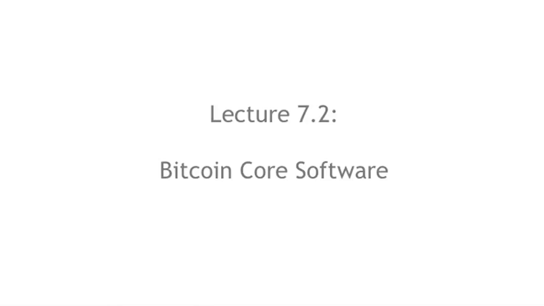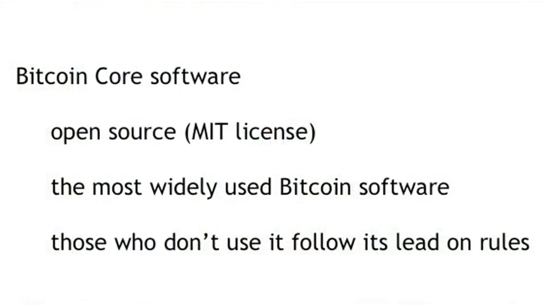In section 7.2, we'll talk about the Bitcoin Core software. This is a piece of open source software which is a focal point for discussion of and debate about Bitcoin's rules. The Bitcoin Core software is a body of open source software. It's licensed under the MIT license, which is a very permissive open source license. It allows the software to be used for almost any purpose, as long as the source is attributed and the MIT license is not stripped out.